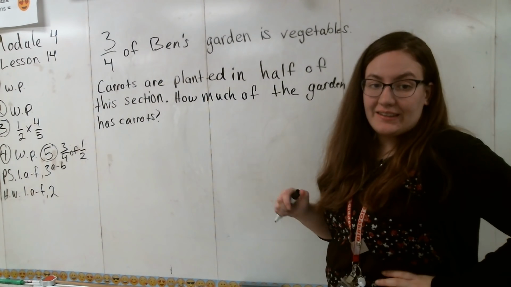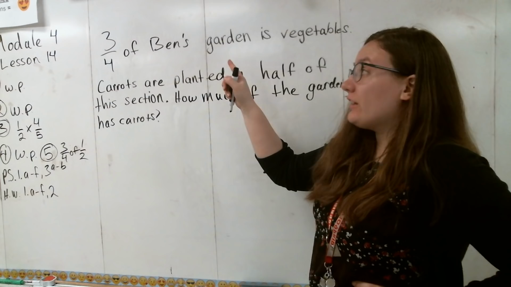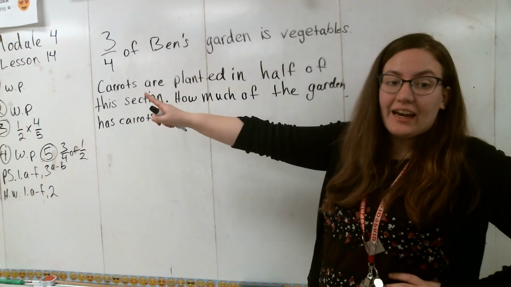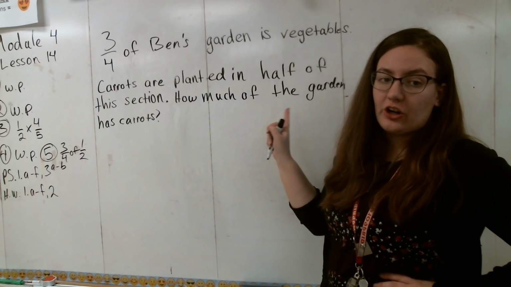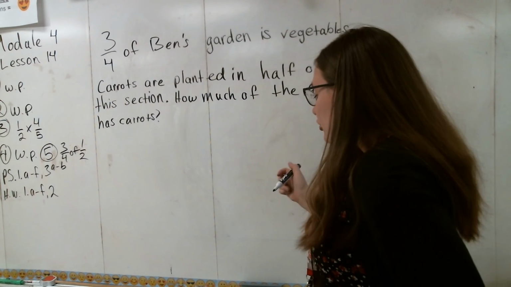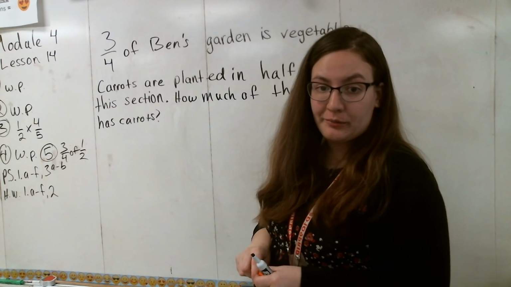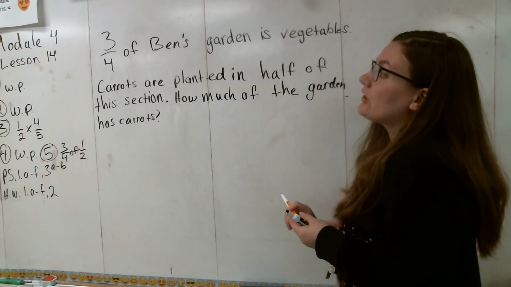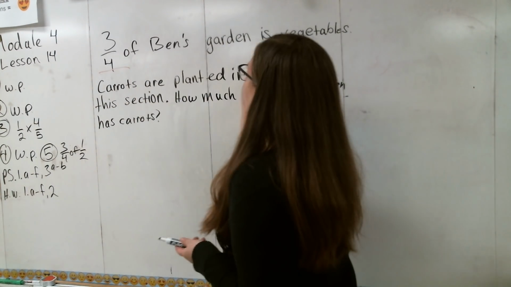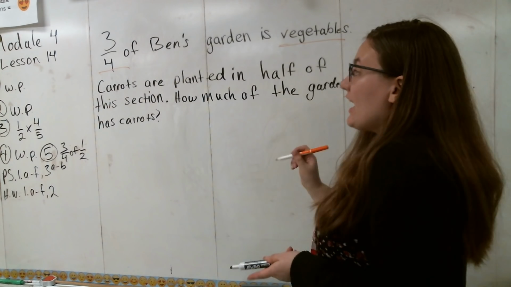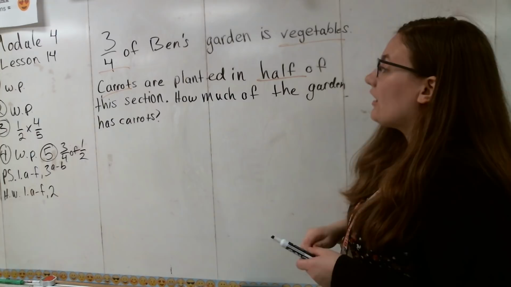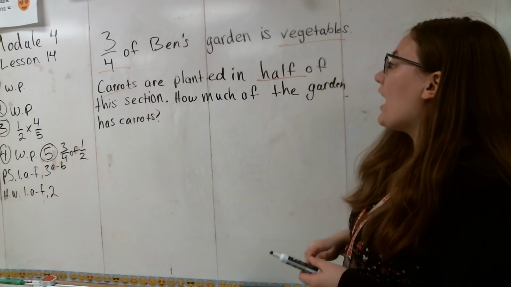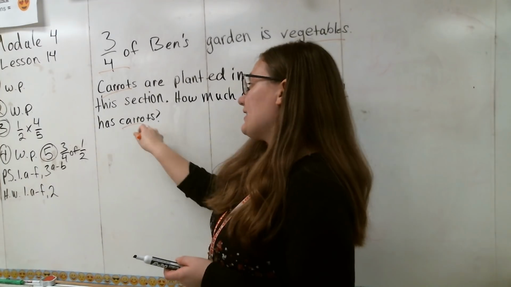And this one says that 3/4 of Ben's garden is vegetables. Carrots are planted in half of this section. So how much of the garden has carrots? So I'm going to go find the important information for this problem. So 3/4 is vegetables, and then carrots make up half of that section. So how much of the garden has carrots?